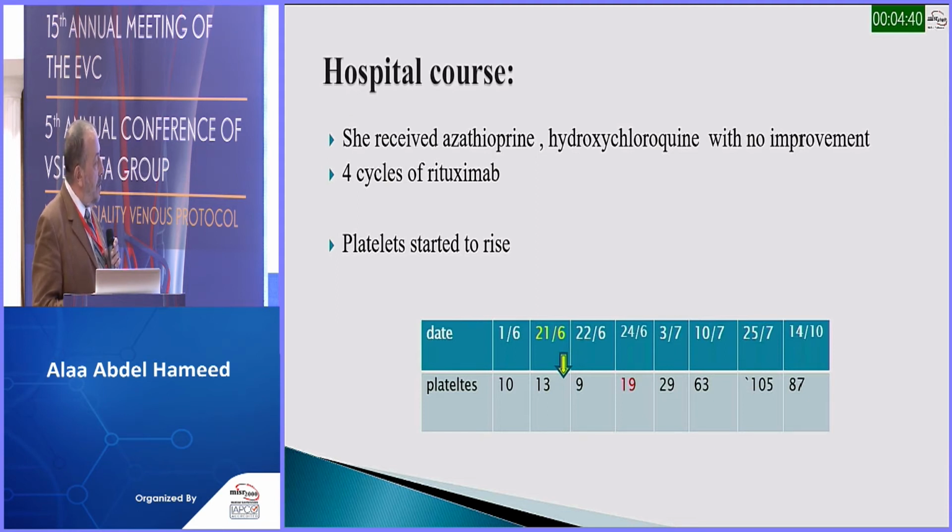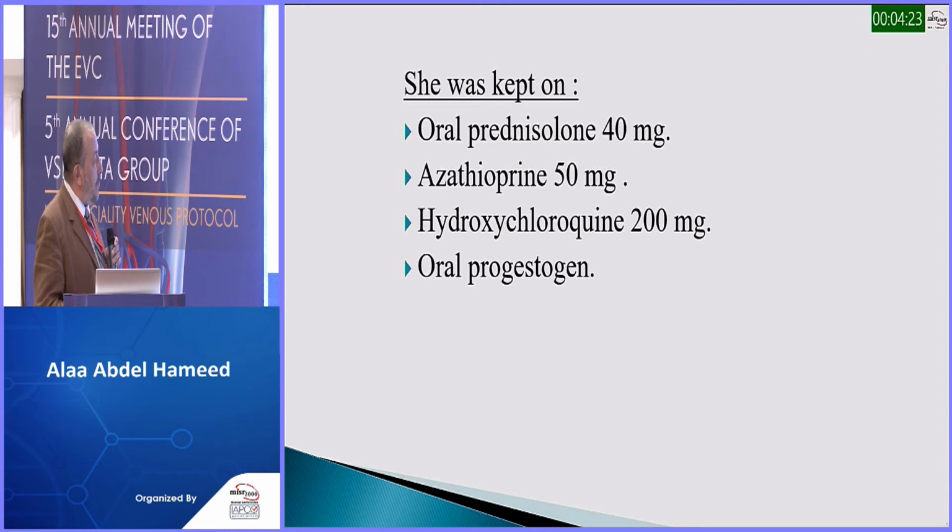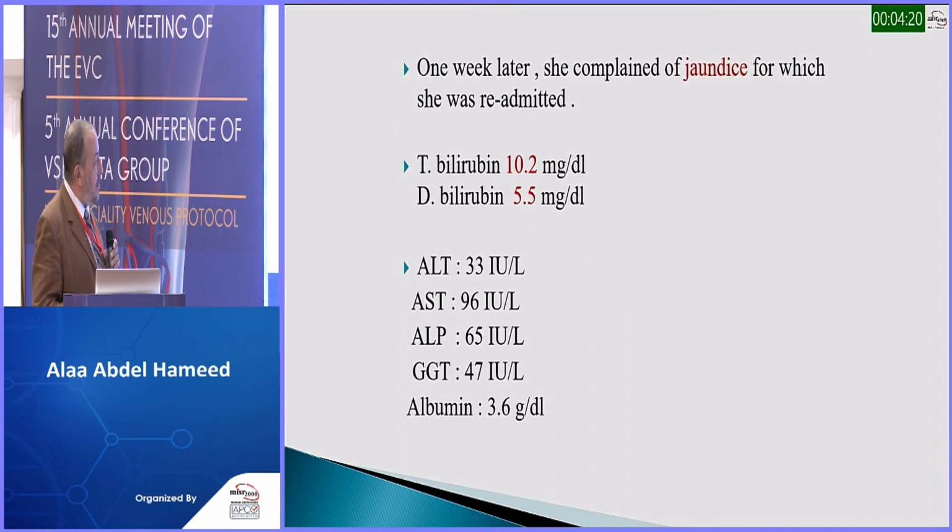We use it in autoimmune diseases when there is resistance to the conventional treatment. On rituximab, the platelets started to rise, and we were faced with a platelet count finally of 87,000. She was kept on the immune suppressant drugs, and 1 week later she started to complain of jaundice, for which she was admitted with a bilirubin of 10.2 milligram and direct of 5.5.